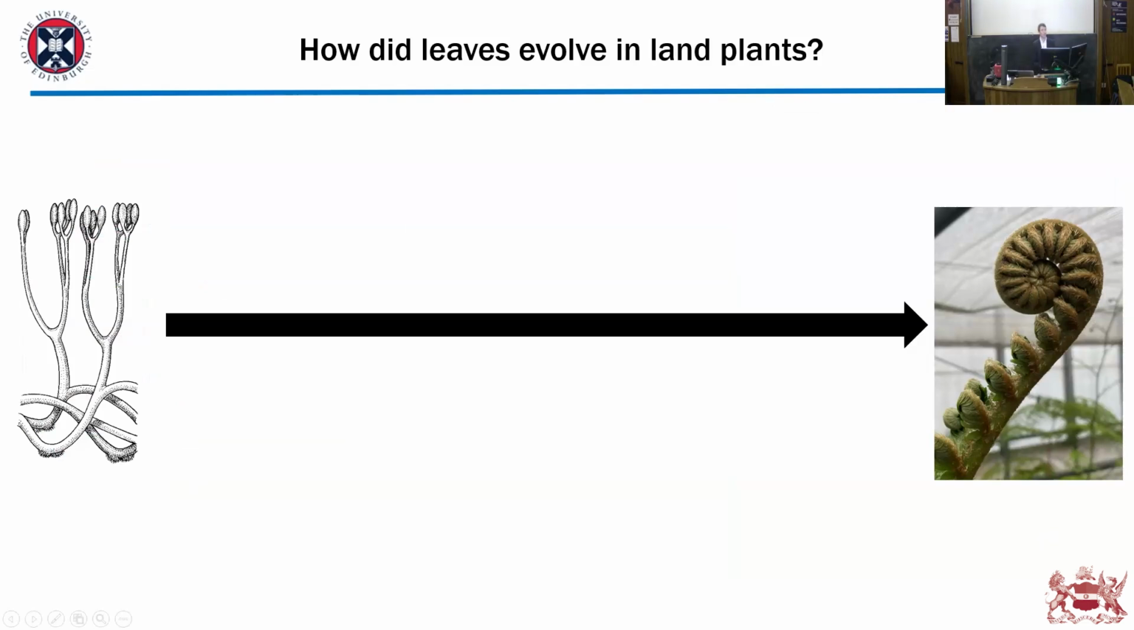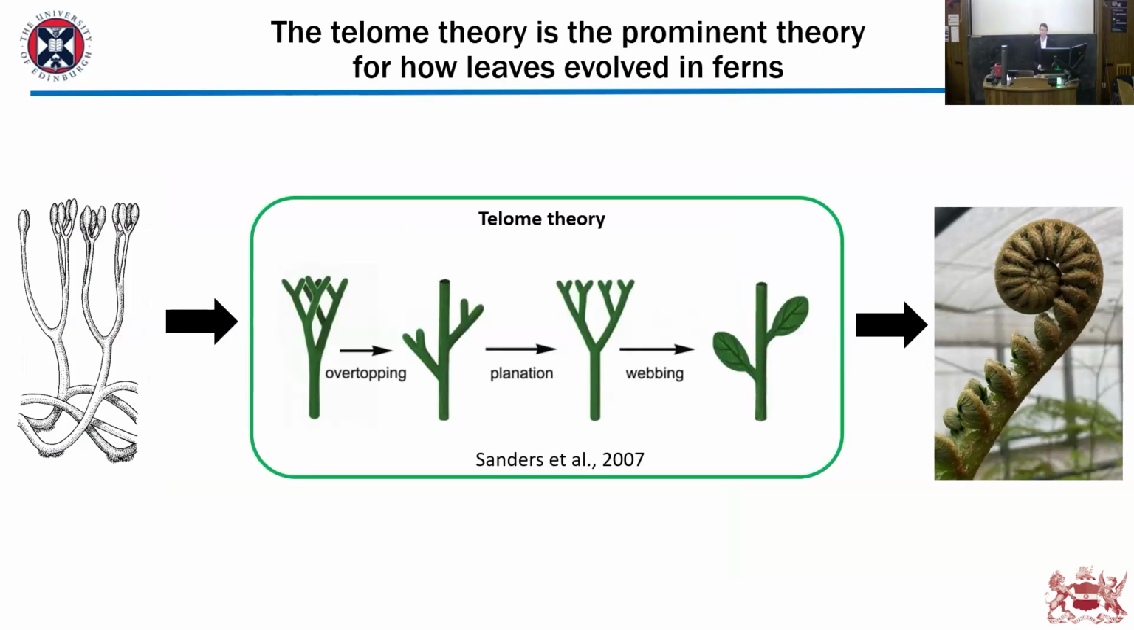Well, the major theory in the literature for predicting how we undergo this change is a series of steps which has been collectively called the telome theory. It allows you to gradually modify these early plants, these little naked branching stems, to produce a leaf. You've got a couple of key steps involved. The first thing you need to do is you need to start having some of your branches as small branches on the side, which is known as overtopping.